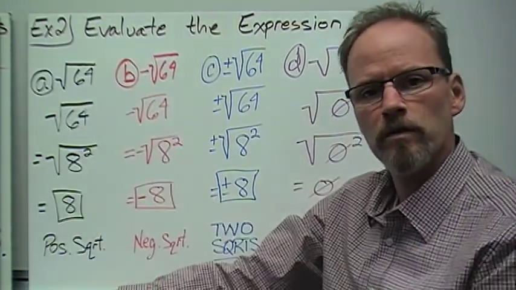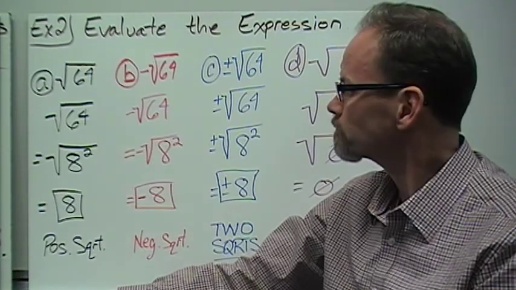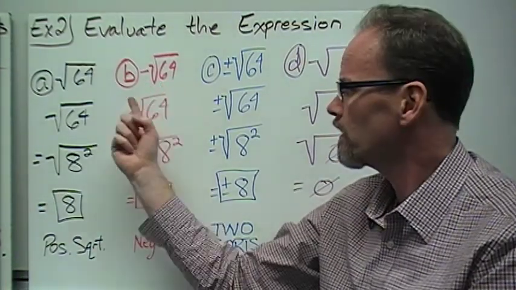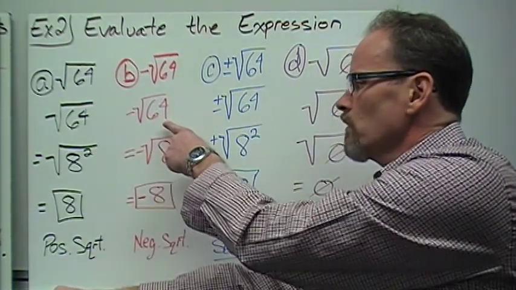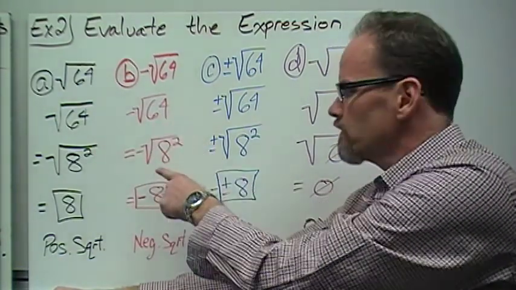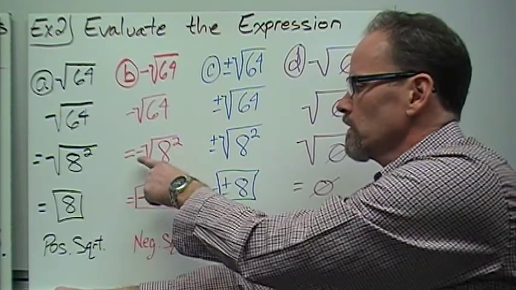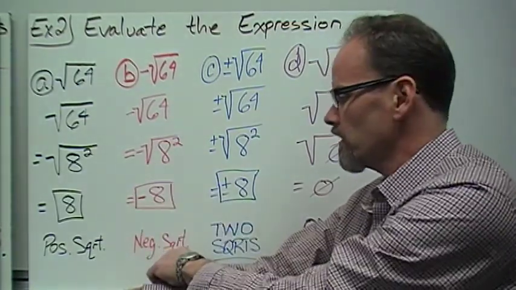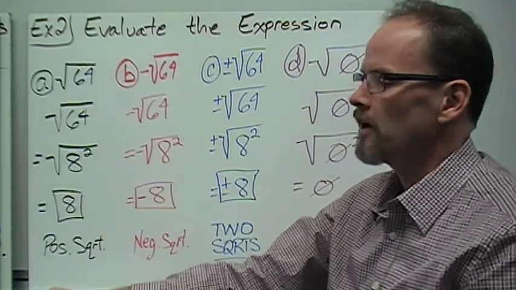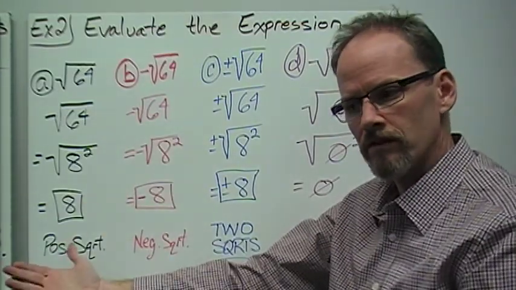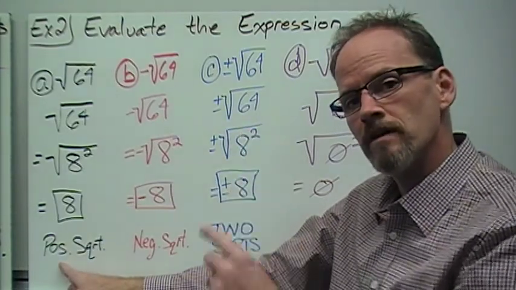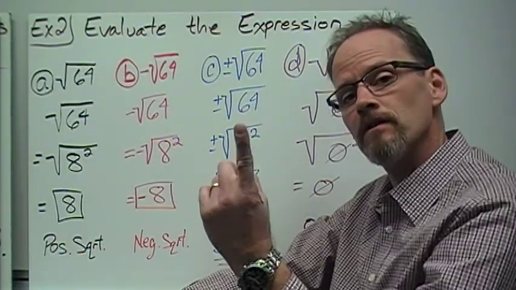In B, we put the negative there. And so the negative square root of 64, as I go through the same process, what times itself equals 64? 8 squared works. And I would have negative 8 as the negative square root of 64. Here I have 1 root.